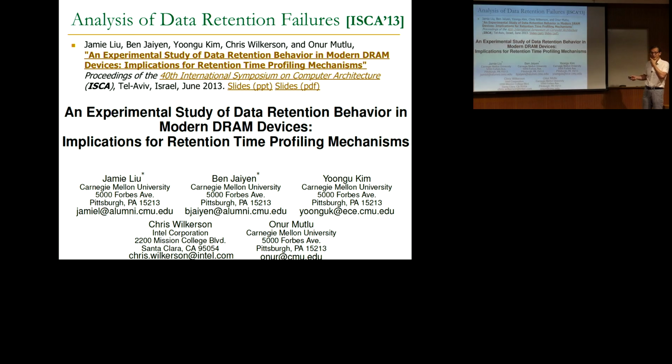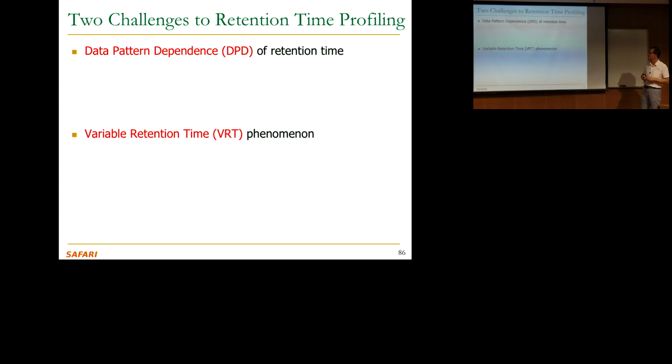But basically, we built this experimental platform that I showed you yesterday, FPGA-based platform for testing memory controllers to study the retention failures, essentially, understand the data retention of DRAM cells. And basically, we've shown, actually this was well known, but we've shown that these properties are becoming much worse in the field today. And what are these two things? There are two challenges to retention time profiling. One is data pattern dependence of retention time.